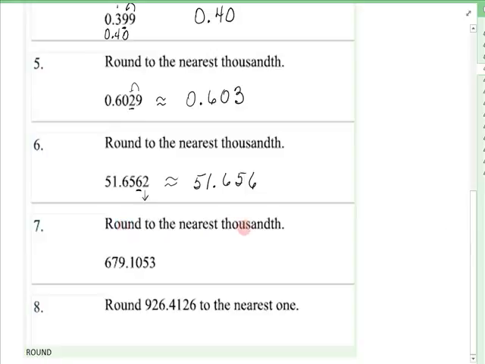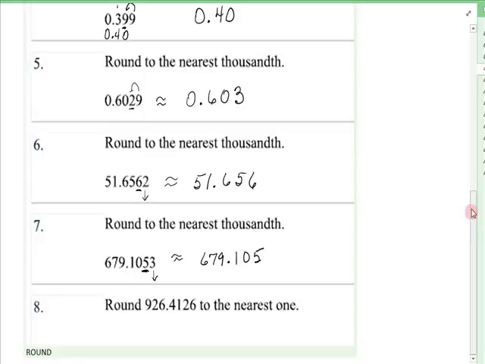Next one, round to the nearest thousandth. Tenths, hundredths, thousandths. The 5 is in the thousandths place. What does the 3 say to do? Just drop it off. This will be approximately 679 and 105 thousandths.